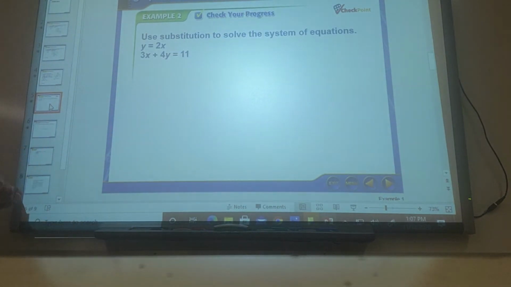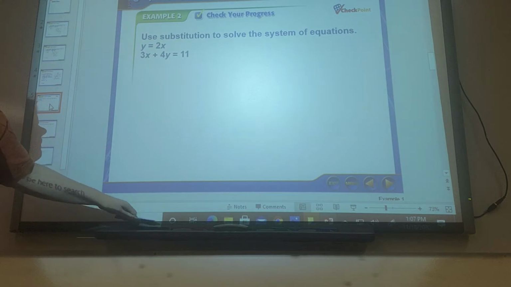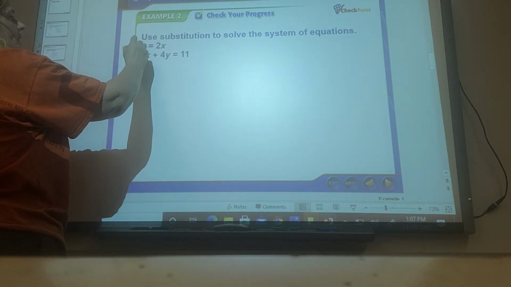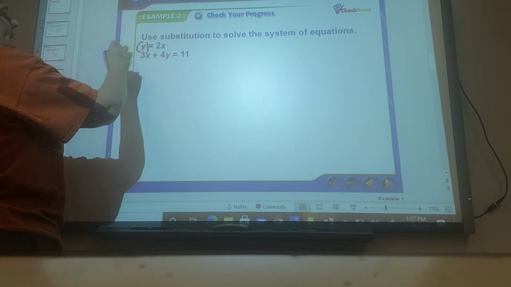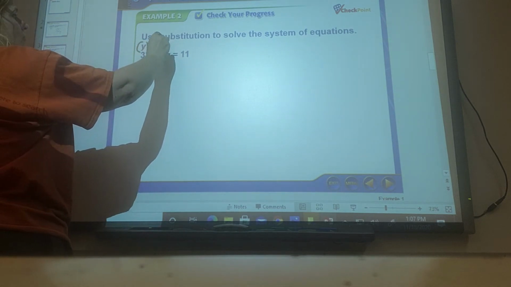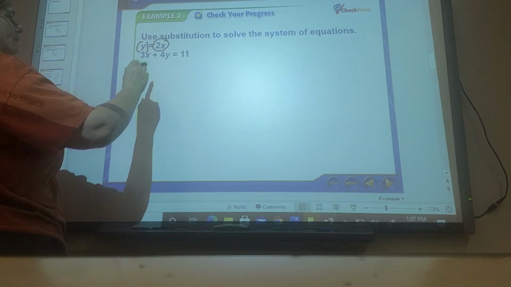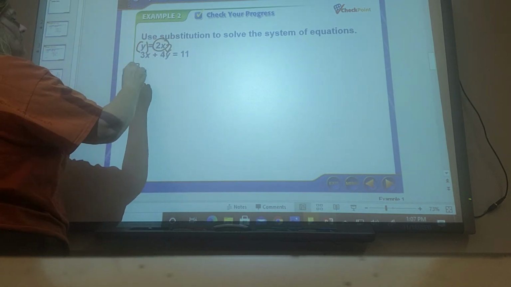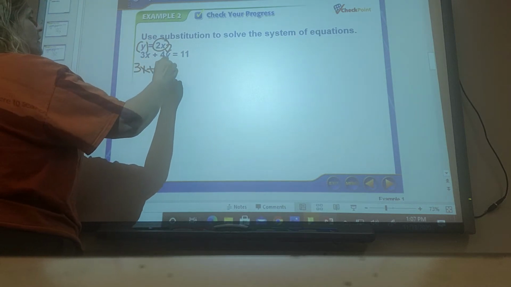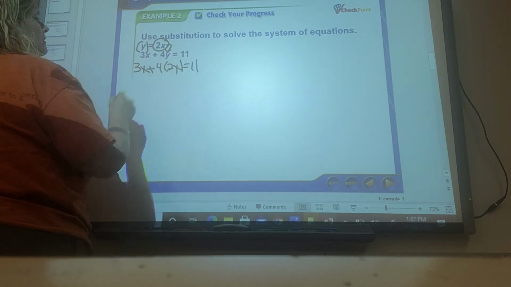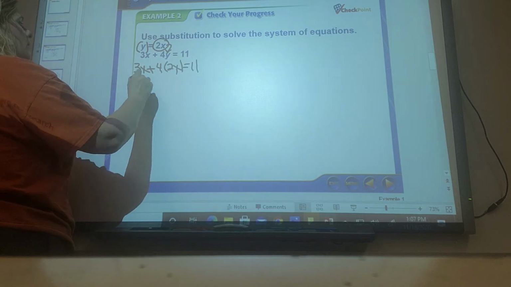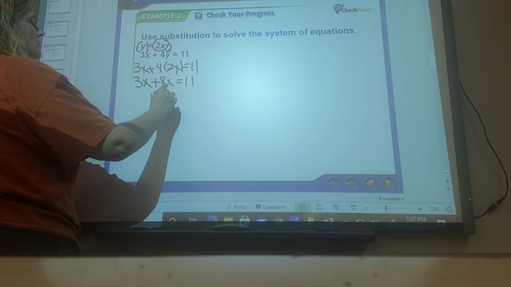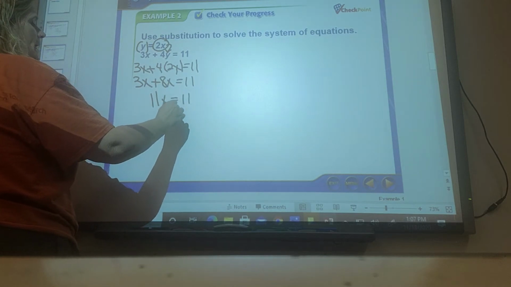The next section, we talked about substitution to find the solution to systems of equations. You want to get one variable by itself. In this case, y is already by itself. We're going to substitute in y, in this equation, the 2x, what it equals. So 3x plus 4 times 2x equals 11. Do distributive there. Collect like terms. Divide. x is 1.